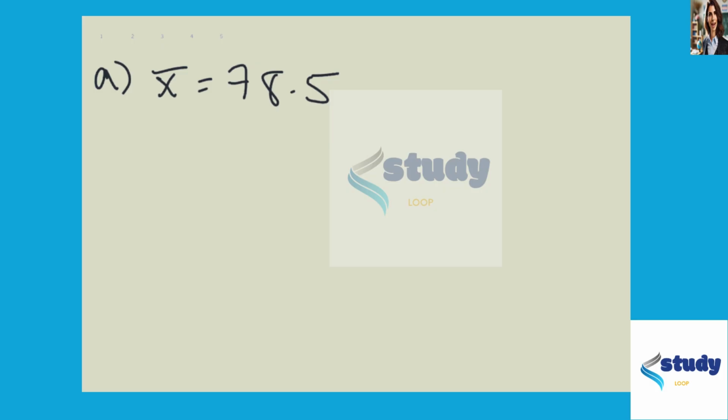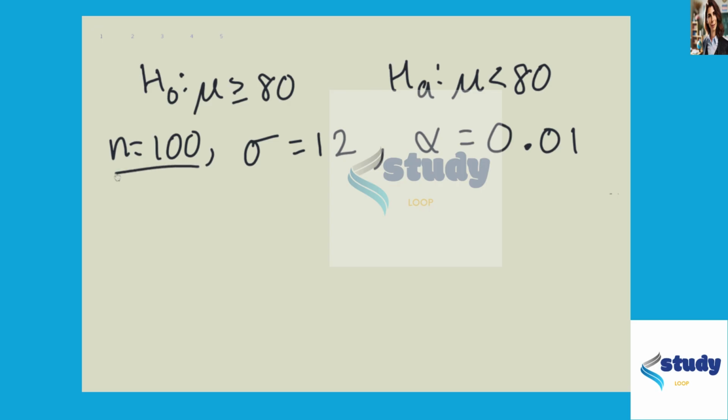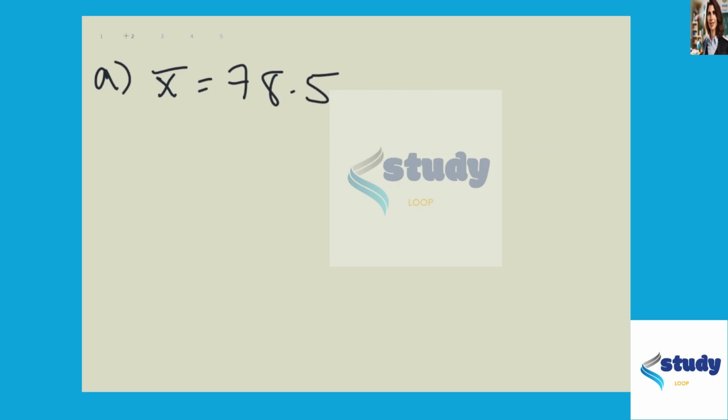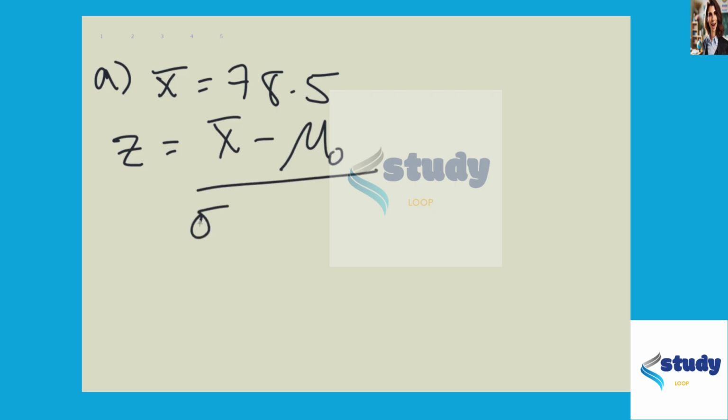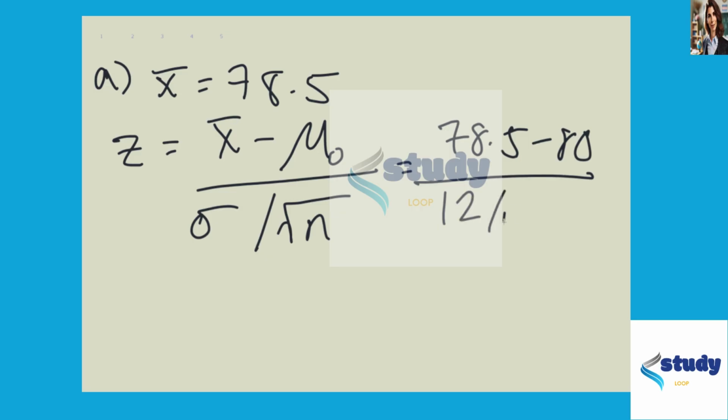the sample means that we're given. And the first one we're going to start off with is a sample mean of 78.5. Because our n is 100, it is large enough that we can do a z-test. So we'll compute a z-test statistic. To do that, we will take the sample mean minus the population mean over the population standard deviation divided by the square root of the sample size. For us, that is 78.5 minus 80 over 12 divided by the square root of 100.